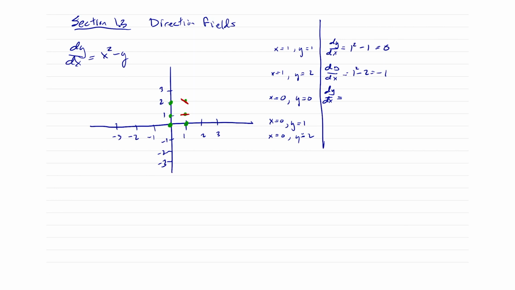So for the point x equals 0, y equals 0, I end up getting 0 minus 0. So again, that's 0, right? And then for the point x equals 0, y equals 1, I get dy/dx equal to 0 minus 1.